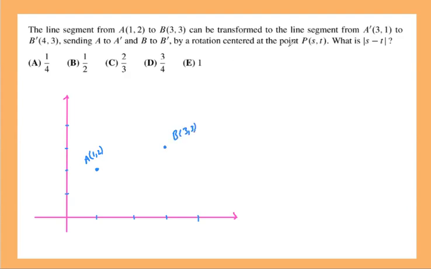Okay. And then when you transform these, you get A prime (3, 1). So let me plot A prime (3, 1). That should be this point. And then (4, 3). This was 4, and this was 3. So it looks like we get this point.